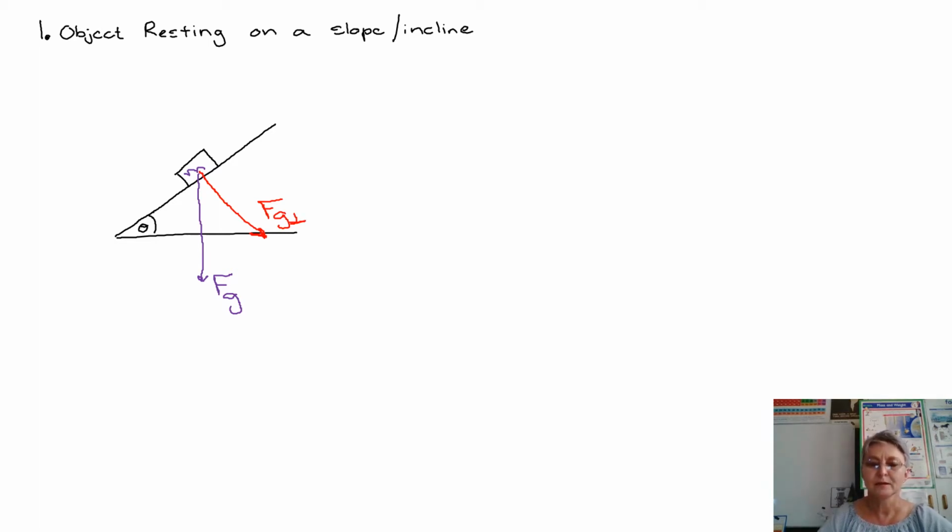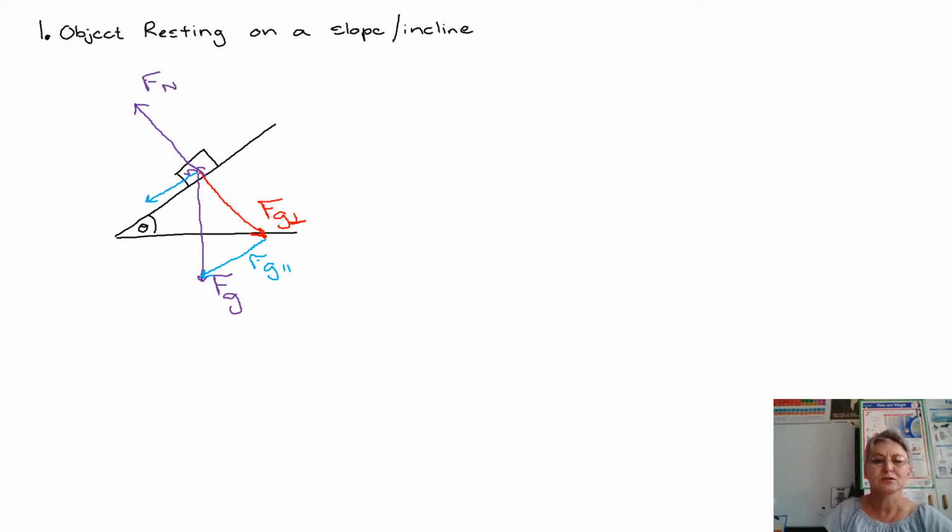The weight of the object also causes the object to want to slide down the inclined plane. Now that component of the weight that wants the object to slide down the plane is called the Fg parallel to the plane. Now because the object is resting on the inclined plane, there is also a normal force that acts perpendicular to the plane up on the object. So this is your normal force.